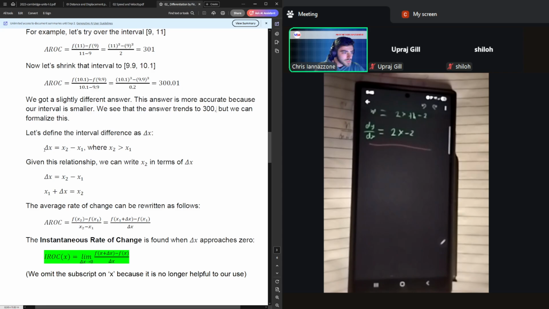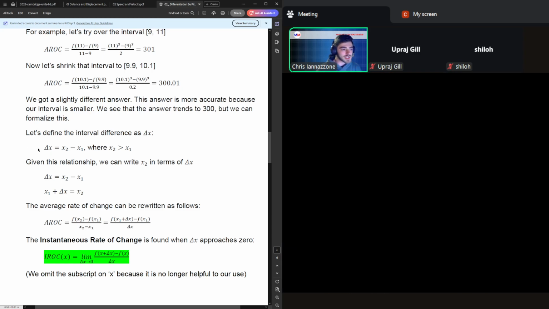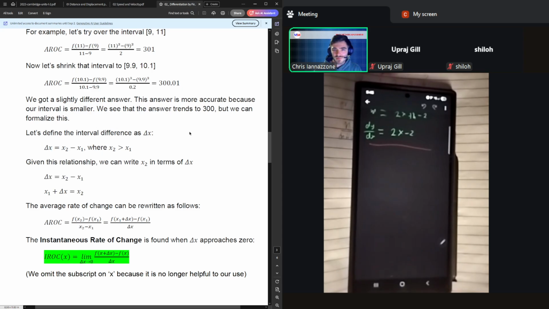So the way that we repurpose this a little bit is instead of doing x2 take x1, we're just going to call that a thing called delta x, because that's the thing that we're trying to modify. We're trying to make that go as small as physically possible. So we want to call that its own single variable. That way we can modify it a bit easier.